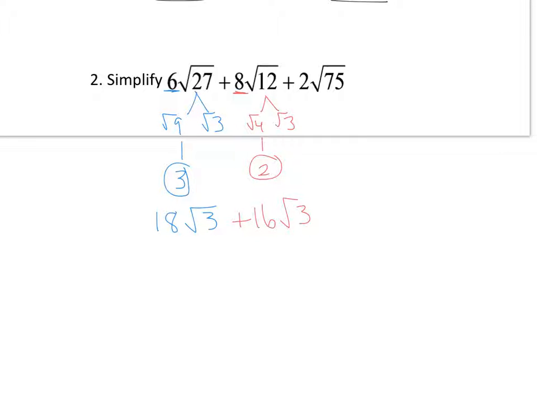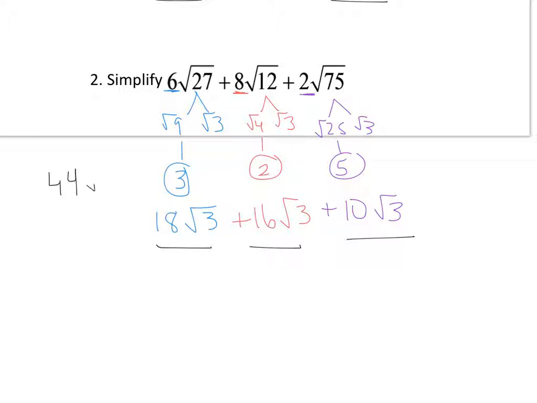And then last but not least, the last term here, I'm going to break down 75 into 25 and 3. Square root of 25 is 5. I already have a 2 in front, so I'll write down plus 10 square roots of 3. And what do you know? Again, we have like radicands, so numbers that we didn't have as like radicands to begin with simplified to become the same. So let's add up 18 plus 16 plus 10 and get 44 square roots of 3 for our answer.